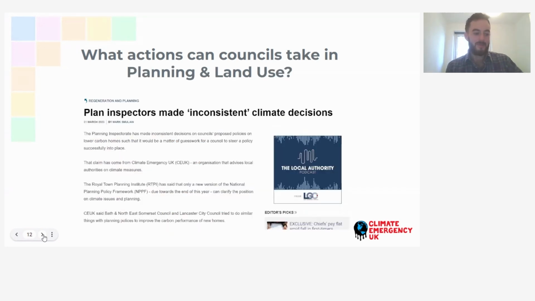Cool. And this is actually my favorite topic with planning, and it is very related to design. So what actions can councils take in planning and land use? Building a low carbon future is something councils that are planning authorities have the power to do, and it's sometimes, if only the planning inspectorate would actually allow them.